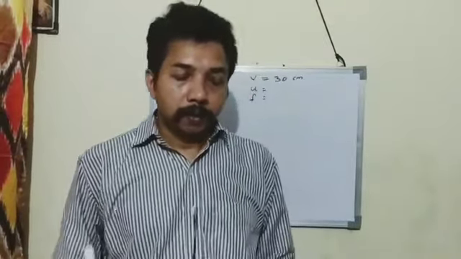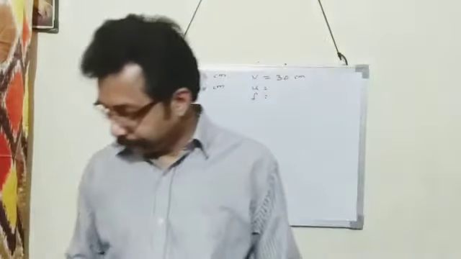First we will do the first question. So listen to the first question. At what position should a candle of length 3 cm be placed in front of a convex lens so that its image of length 6 cm is obtained on a screen placed at a distance of 30 cm behind the lens? What is the focal length of the lens?